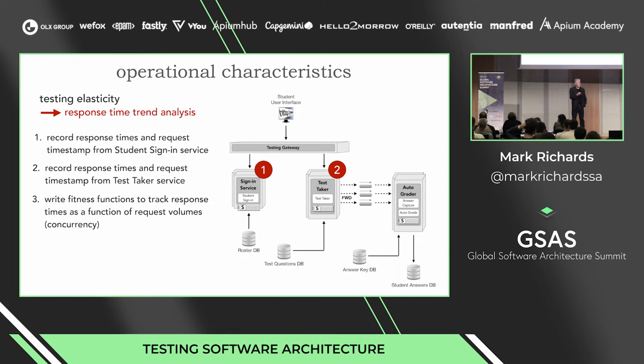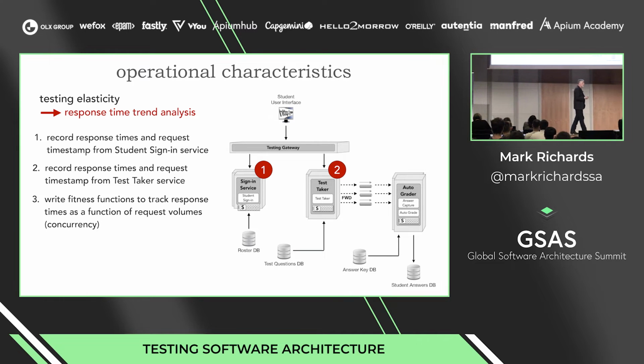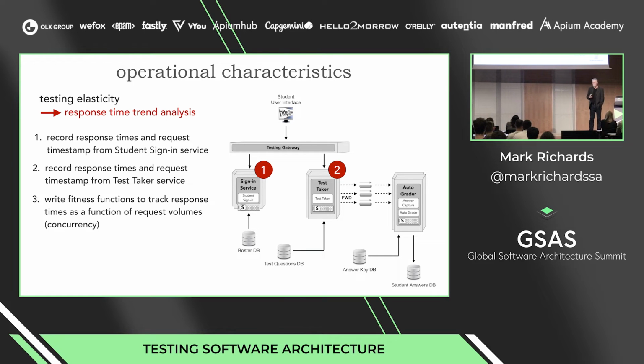So one of the first things we can do, which is the most obvious definition of elasticity, is regardless of how many users I have concurrent in the system, my response time remains consistent. I can measure that. So on sign in, I basically gather all of the response times and the corresponding timestamps and student IDs. And I do the same thing for test taker. These are metrics I can stream out from each service. And now I write a fitness function to track those response times based on user load.